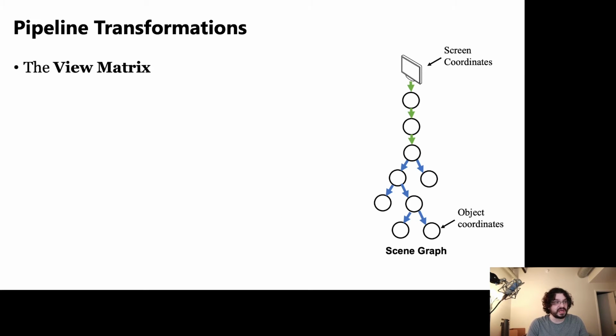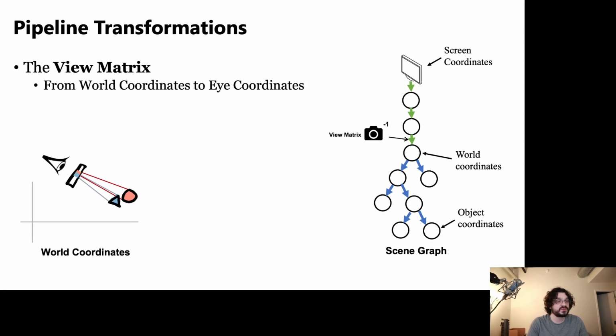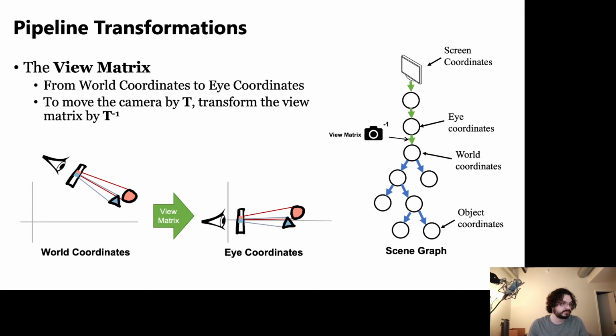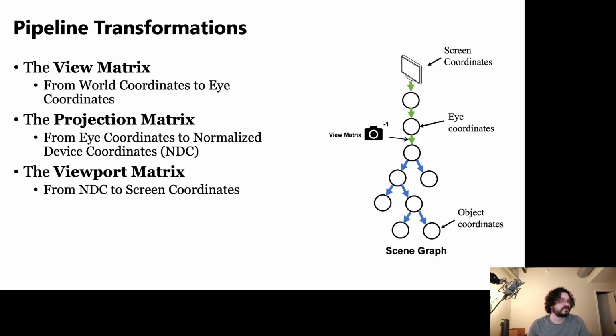So in terms of our scene graph, the view matrix sits just above all of the modeling matrices for our different objects, and it transforms from world coordinates to what we call eye coordinates. And the big thing to remember here is that the view matrix controls the position of our camera, which we can move by some transformation t by multiplying our view matrix by the inverse of t. Okay, so that covers the view matrix. Now let's move on to the projection matrix. We've seen orthographic projection, so now we're going to focus on how perspective projection works.